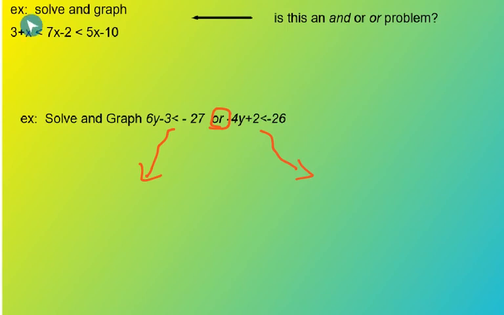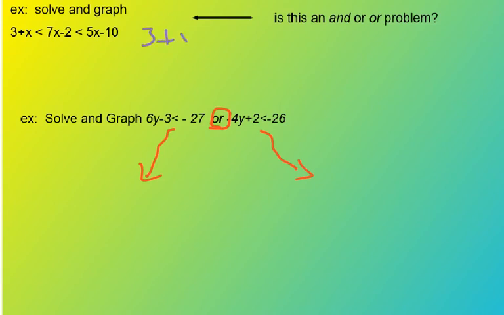But up here, if I write an inequality like that, it's actually kind of a hidden and problem, because the way we would actually read this, we would read 3 plus x is less than 7x minus 2, and this is where the hidden part is. Then it's going to be and, I didn't write it, but it's implied there, 7x minus 2 is less than 5x minus 10. So that one is a little weirder because you don't see the word and, but it is there. So the way I would recommend you do this, split it up.